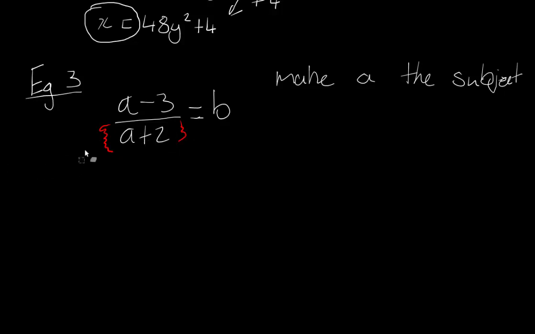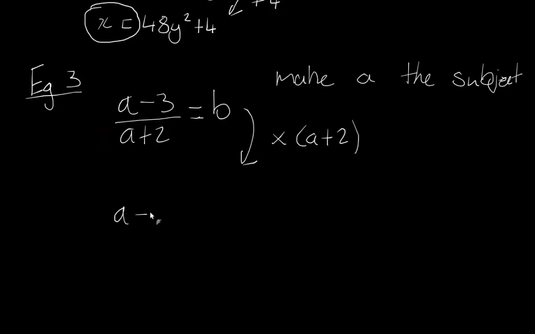So what I would do is think, well, how do I get rid of that fraction? What's the easiest way to get rid of the divide by a plus 2? And so we just need to times by a plus 2. So that'll get rid of that fraction at the bottom. So let's do that. Let's multiply by a plus 2 to get rid of the fraction at the bottom there.